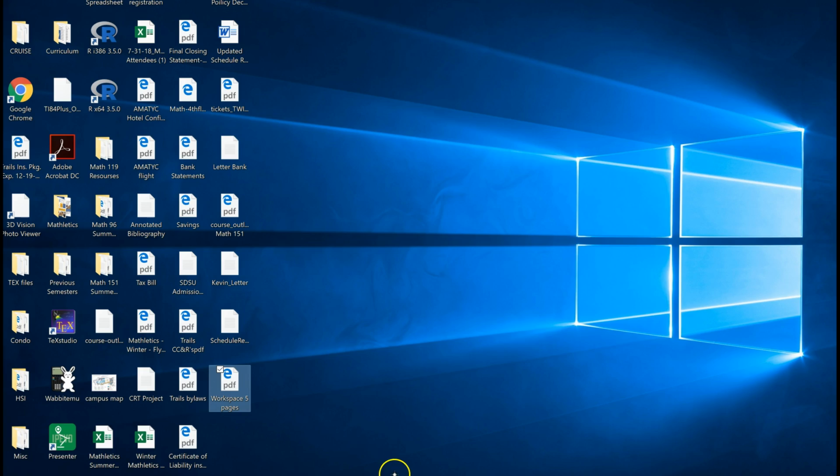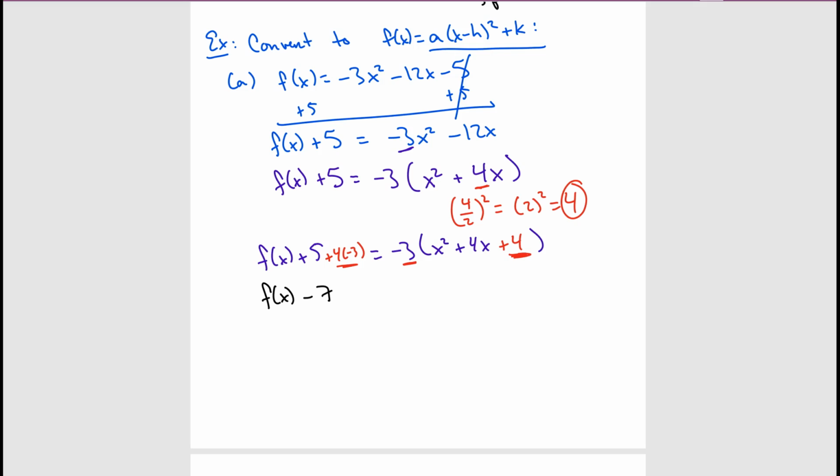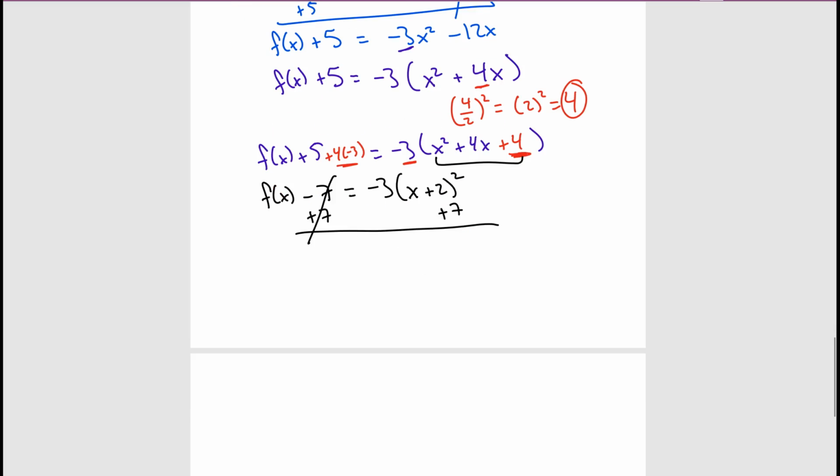It's equal to, whoops, what happened to my thing? It's equal to negative 3. And then this is just a perfect square. (x plus 2) whole quantity squared. Right, and all I got to do now is just move the 7 over. Plus 7. Plus 7. This is going to go away. So f of x is equal to negative 3(x plus 2) squared plus 7. That is my final answer. So I finally converted it to that thing.